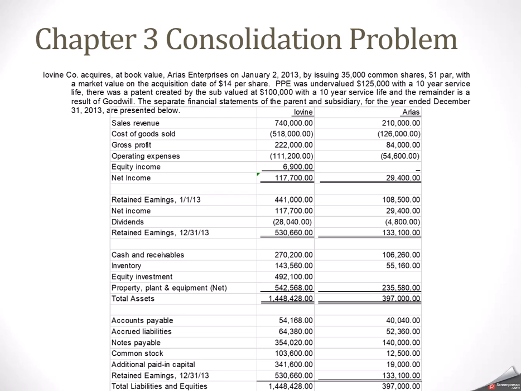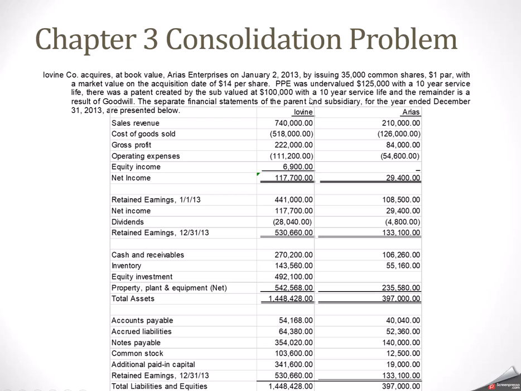Okay, then our chapter 3 consolidation problem, which is going to be the biggest one. It is going to be, again, chapter 3, we're after the acquisition. So this acquisition happened on January 1st of 2013. We are now at the end, at December 31st of 2013, and we have our parent's and our sub's financial statements at the end of that year, and they tell us that we had property, plant, and equipment that was undervalued by $125,000 with a 10-year service life. Also a patent at $100,000 with a 10-year service life.